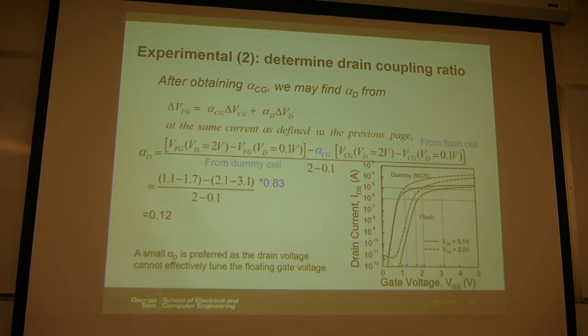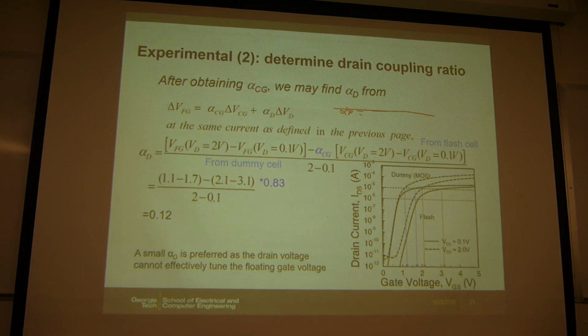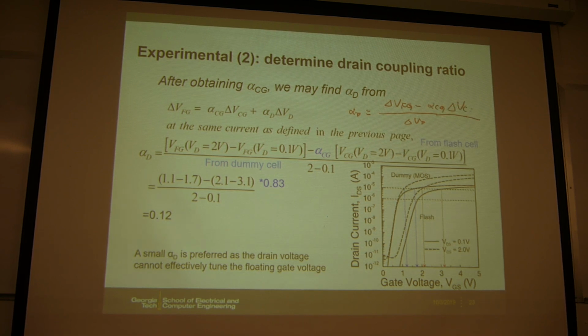Okay, then let's determine the other one, which is this alpha D. This is the coupling from the drain to the floating gate. And then we need to apply this equation. So from this equation, let's solve for alpha D. So you can get it: alpha D equals this delta VD, and then you have the delta VFG minus alpha CG delta VCG.